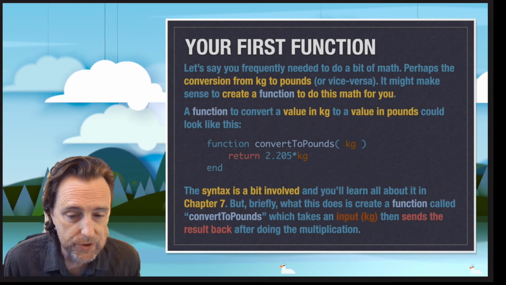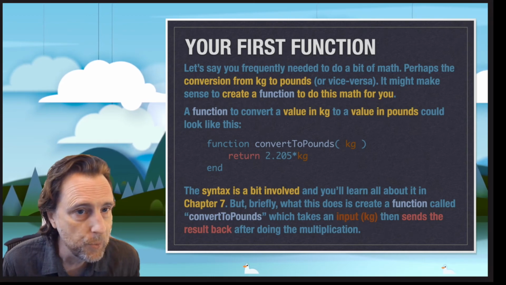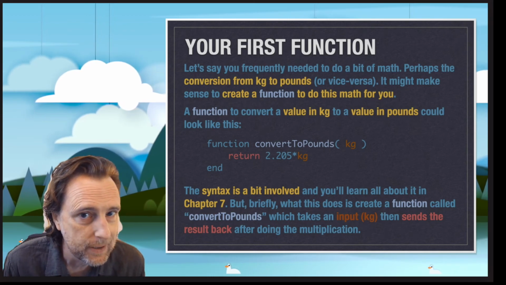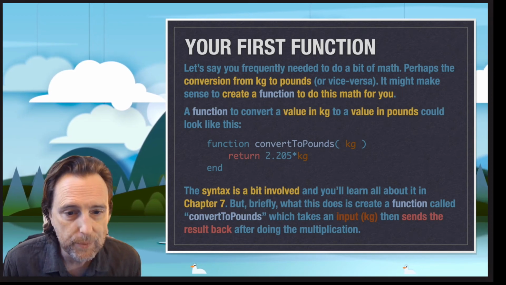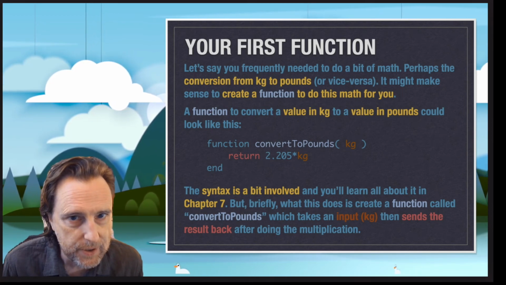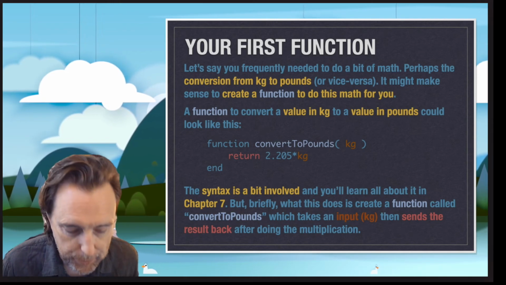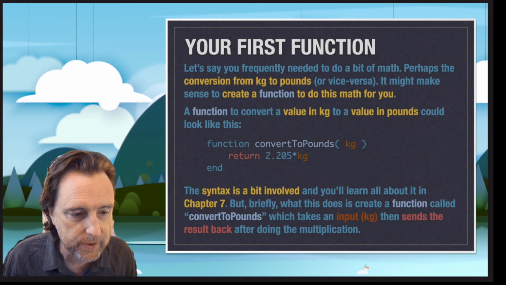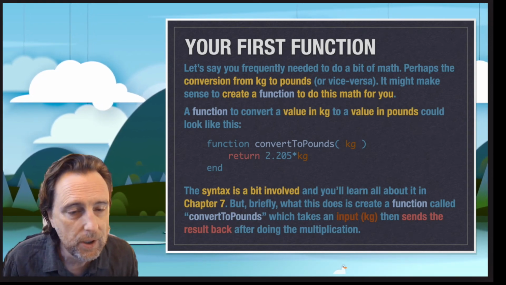Lua uses the keyword function. You get to name it whatever you want, as long as whatever you want is a valid Lua identifier. So the rules we talked about last time apply. Letters, numbers, underscore are all good. No other symbols are good, and you cannot start with a number. Beyond that, it's up to you what you want to name it.